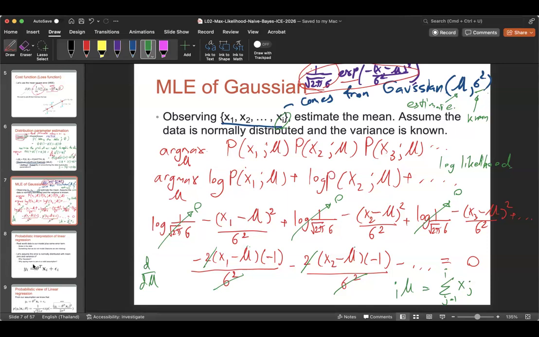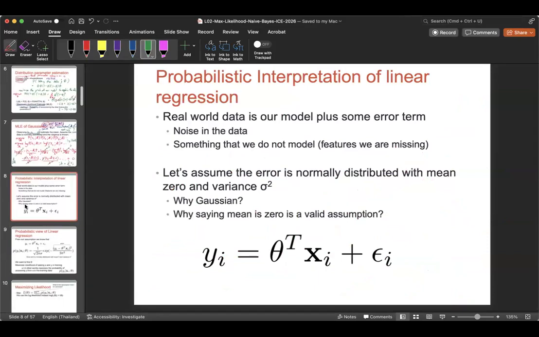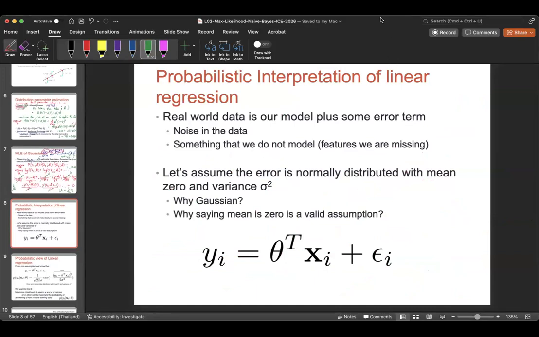And now we're going to come back to our linear regression. So last time we said, okay, use MSE, mean square error, and then do gradient descent, and we're done. That view is not probabilistic at all. There's no probabilistic view in there. But let's say that we want to view our model in a probabilistic manner.